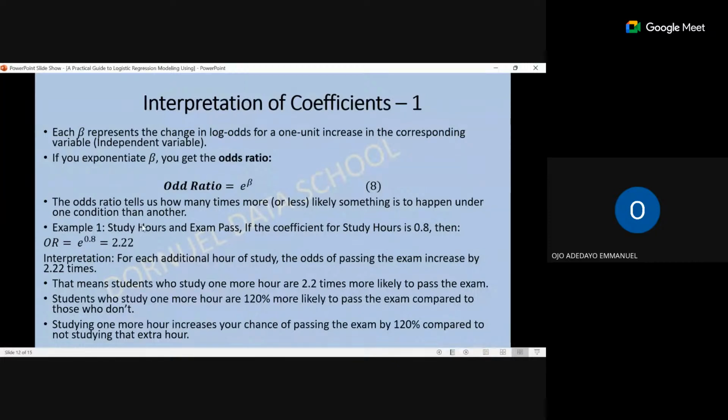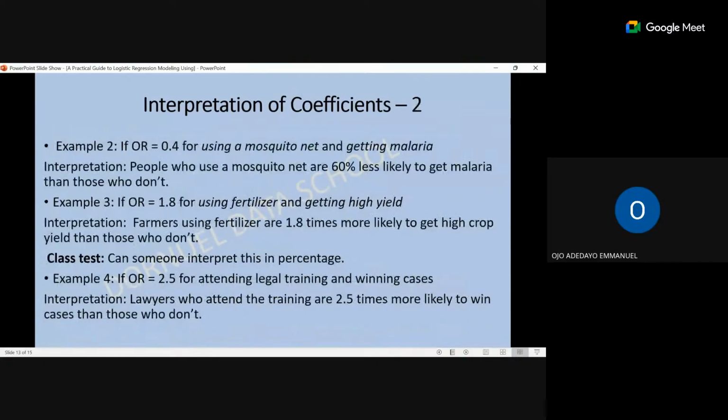I have several examples here, so that if you don't understand this, let's look at the second example. If the odd ratio is 0.4 for using a mosquito net and getting malaria, they want to check the relationship between those people that use mosquito nets and those people that did not use the mosquito net, and how they got malaria. Now look at this interpretation. People who use a mosquito net are 60% less likely.